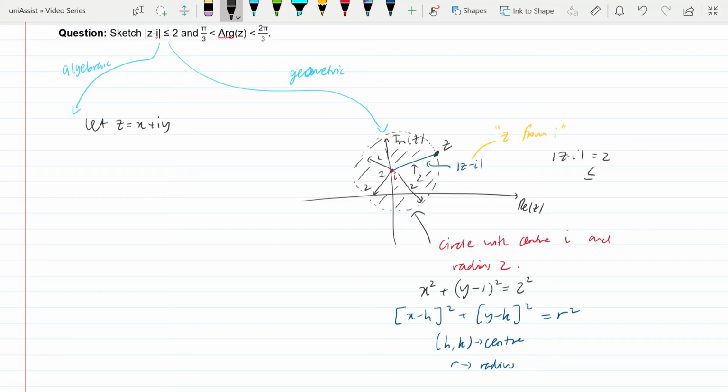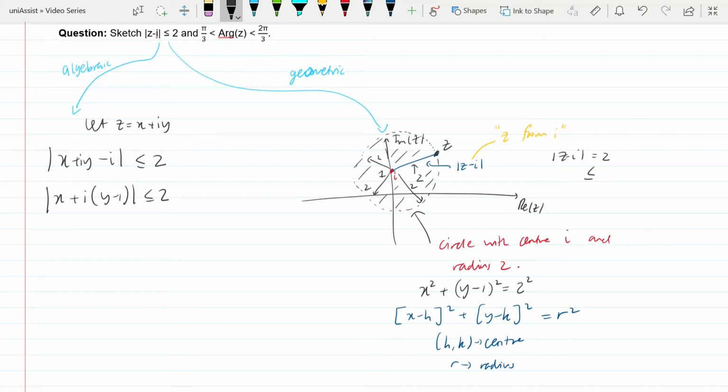So let's tackle it algebraically now. We got z equals x plus iy, so I just sub that in: the modulus of x plus iy minus i is less than or equal to 2. Simplifying my left hand side, I get the modulus of x plus i(y minus 1) is less than or equal to 2.